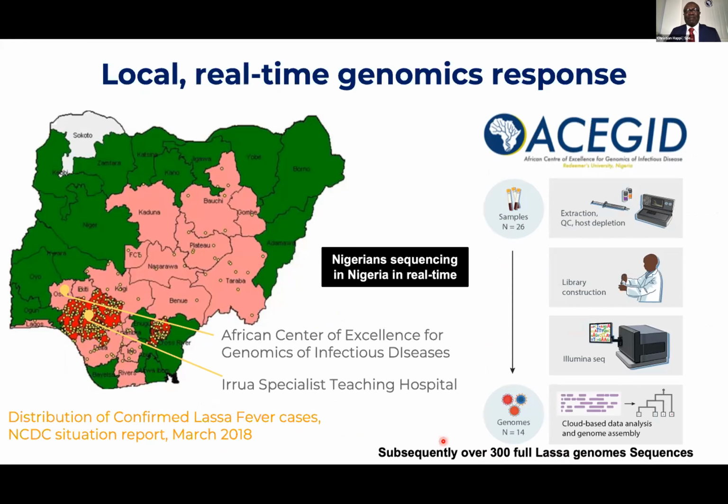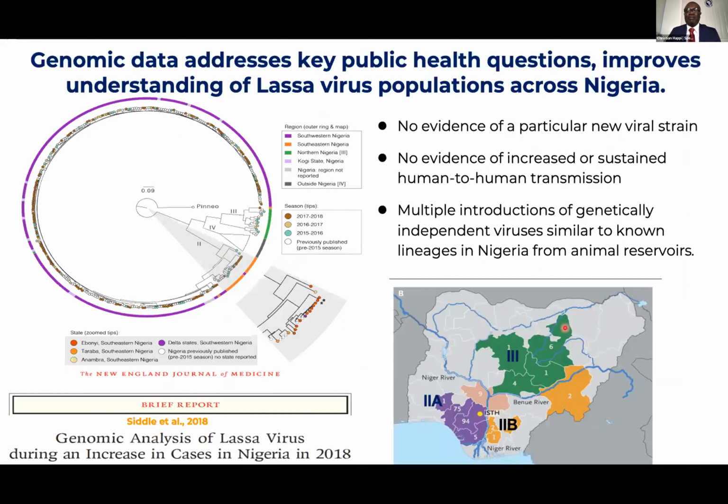This was done in real time in Nigeria, and then we were able to help the public health response to this question. We were able to make clear that there was no evidence of a particular new virus strain, no evidence of increased sustained human-to-human transmission, but that the surge was due to multiple introductions of genetically independent viruses similar to known lineages that we know. That is, identifying lineage 3 circulating only in the northern part of Nigeria, lineage 2B circulating only in the eastern part of Nigeria, and lineage 2A circulating only in the western part.